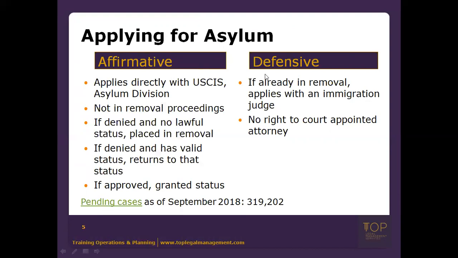Now, if you want to apply for asylum defensively, it means that you are already in removal proceedings and the asylum claim is a defense to removal. You're asking for relief from the immigration judge. Also, please be aware that asylum seekers do not have a right to a court-appointed attorney in immigration court. An asylum seeker would need to contact a private attorney or a nonprofit to represent them.